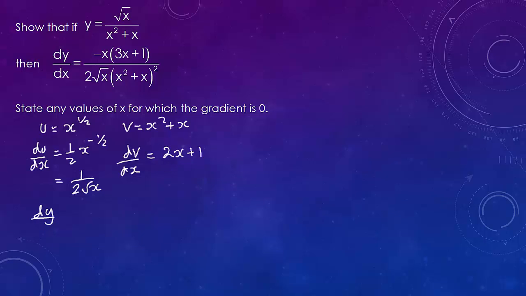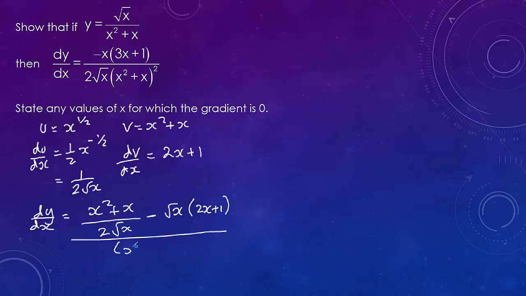So dy dx is equal to v du dx, so that's going to be x squared plus x over 2 root x, minus u dv dx, remember this is root x, so that's going to be root x, 2x plus 1, all divided by x squared plus x, all squared. So we've got this part of the denominator already.